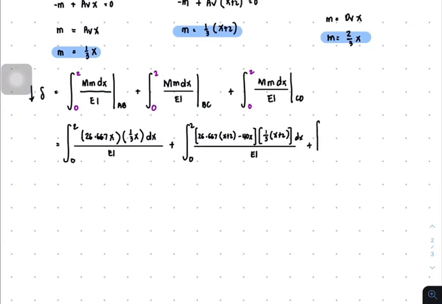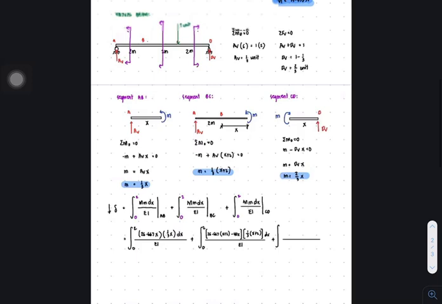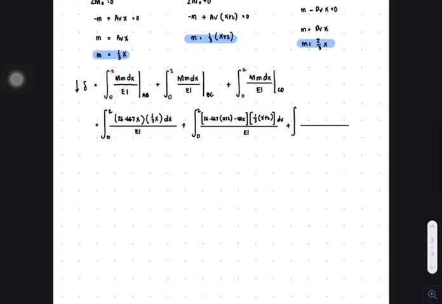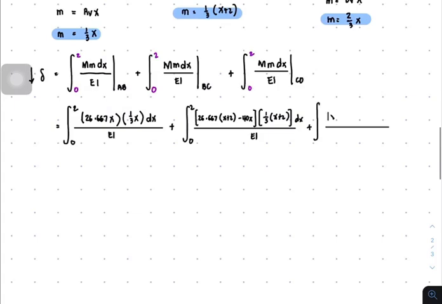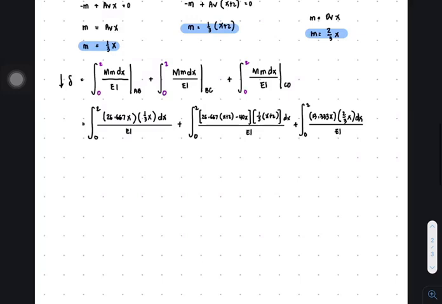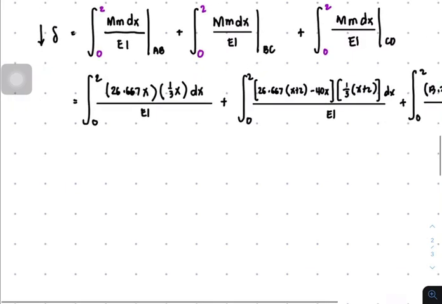Next, plus the integral of the next segment. The last segment is CD. You have 13.333x times 2/3 of x dx over EI from 0 to 2. So you will have here the downward assumption deflection equal to.